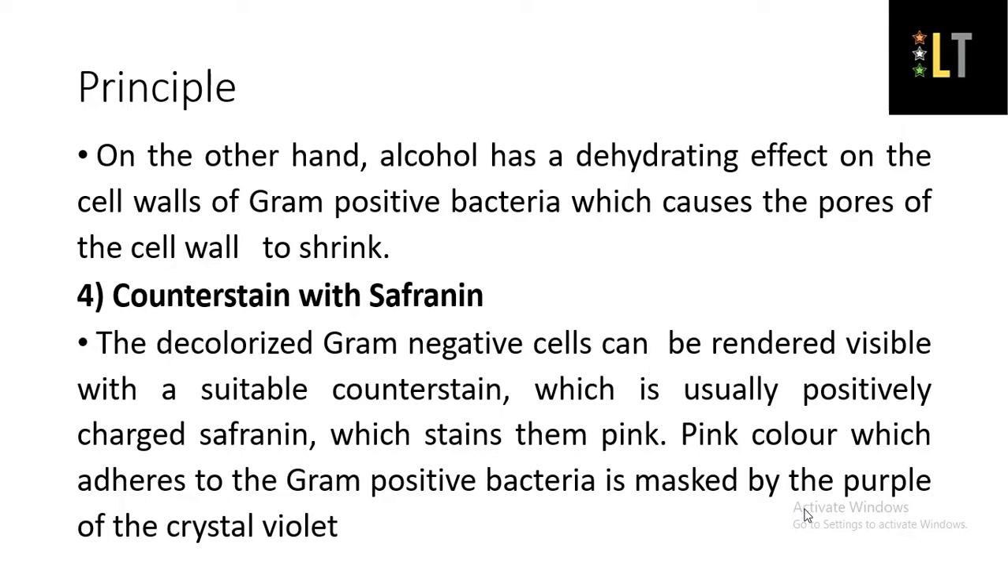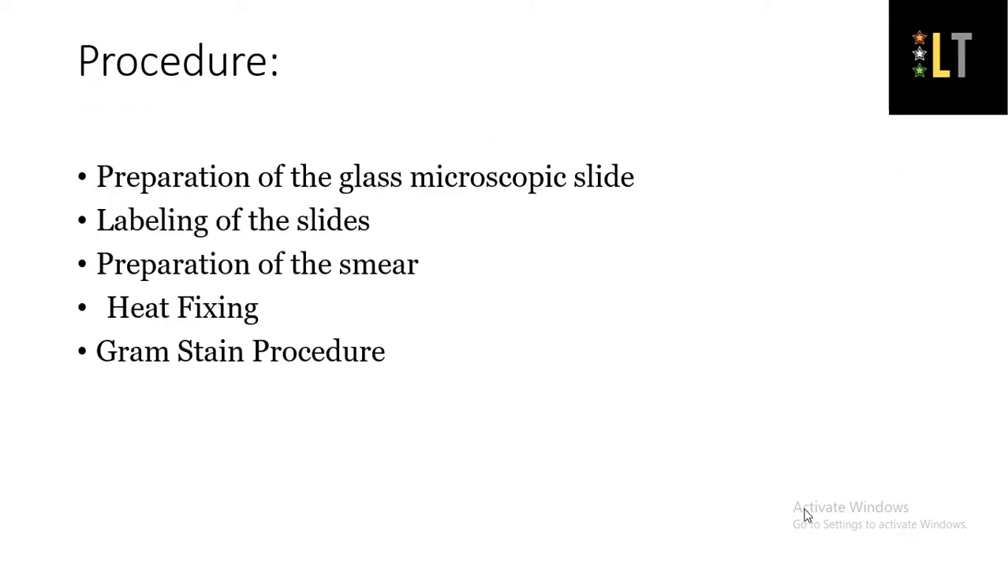Now counterstain with the safranin. The decolorized gram-negative cells can be rendered visible with a suitable counterstain, which is usually positively charged safranin, which stains them pink. The pink color, which adheres to the gram-positive bacteria, is masked by the purple of the crystal violet. Basic fuchsin is sometimes used instead of safranin in rare situations.